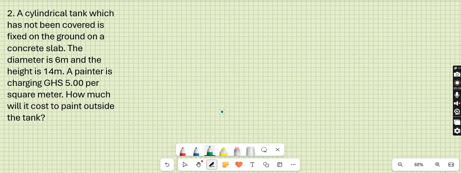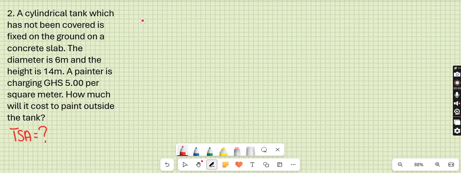It's also a cylinder. A cylindrical tank which has not been covered is fixed on the ground on a concrete slab. The diameter is 6 meters and the height is 14 meters. A painter is charging 5 cedis per square meter. How much will it cost to paint outside the tank? So this looks like we are looking for the total surface area.